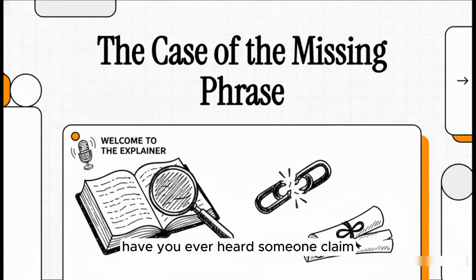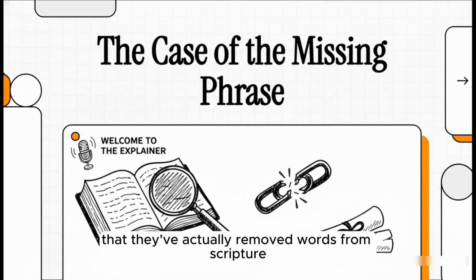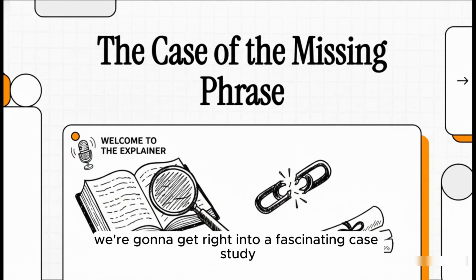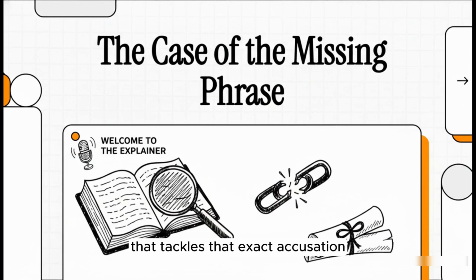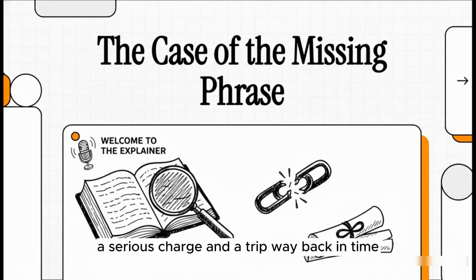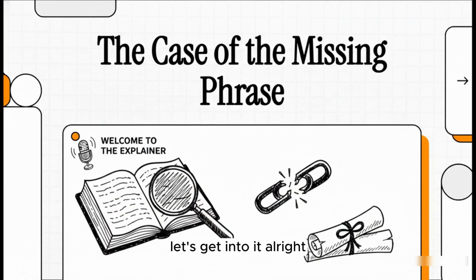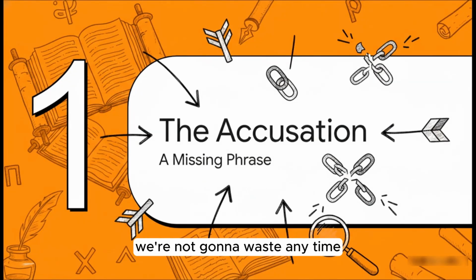Have you ever heard someone claim that modern Bible translations are corrupt, that they've actually removed words from Scripture? Well, today we're going to get right into a fascinating case study that tackles that exact accusation. It's a bit of a detective story, really, involving one missing phrase, a serious charge, and a trip way back in time to the earliest Christian manuscripts. Let's get into it.